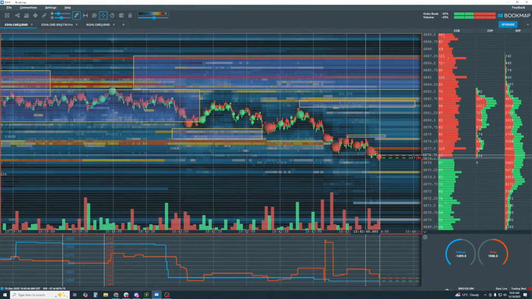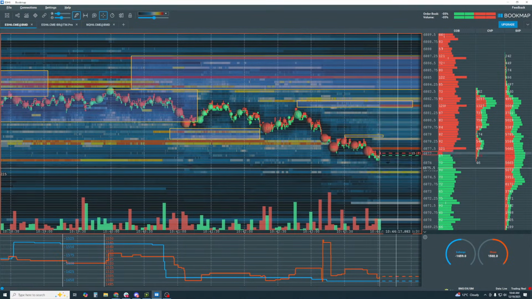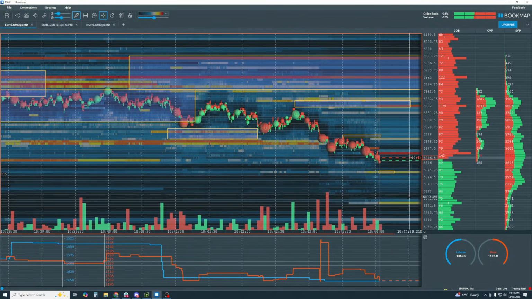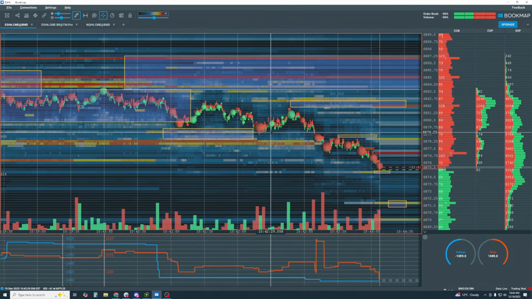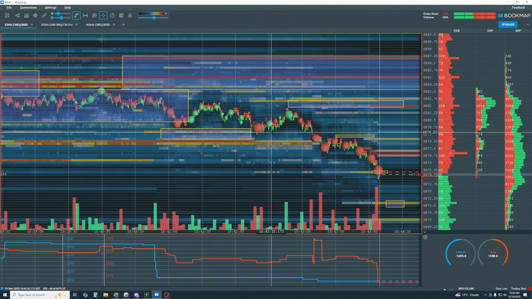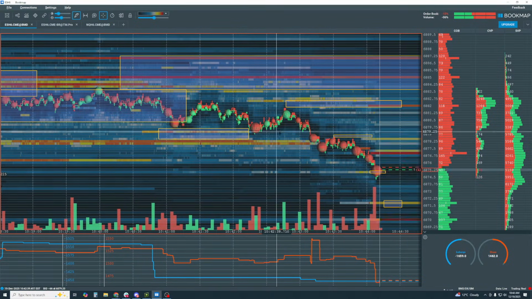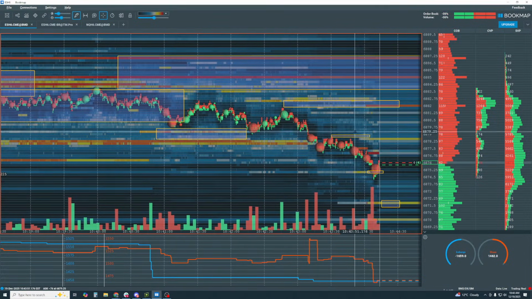And I don't see them showing up. I just see more sellers. So I'm looking for sellers to drive it lower until I see those buyers come back in. Okay, guys, this is what I just mentioned in here.